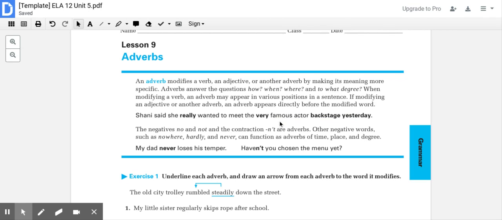an adjective. Famous. Famous is an adjective that describes the noun actor. How famous? Very famous. And then backstage and yesterday are adverbs that tell you where and when. So here's your questions you're going to ask: how, when, where, to what degree, or how much.